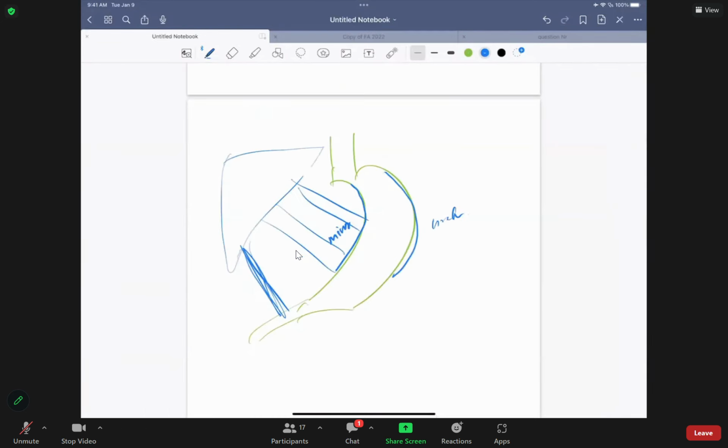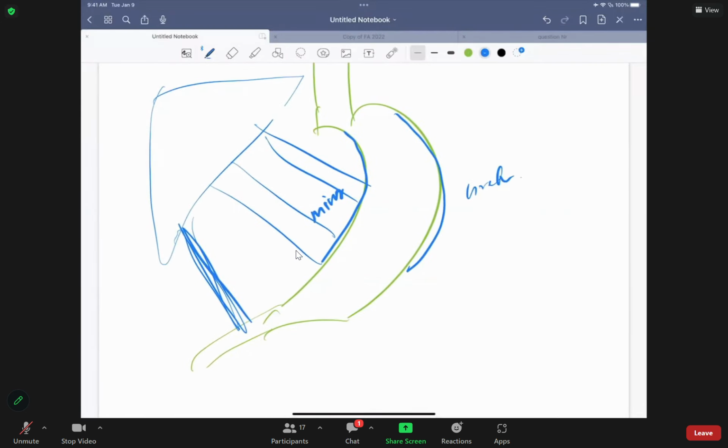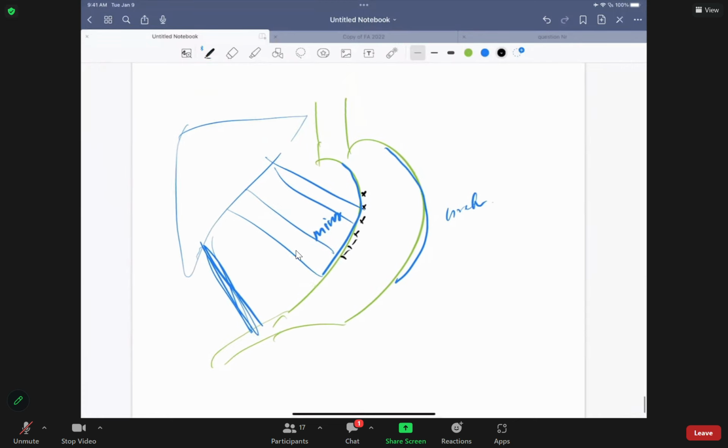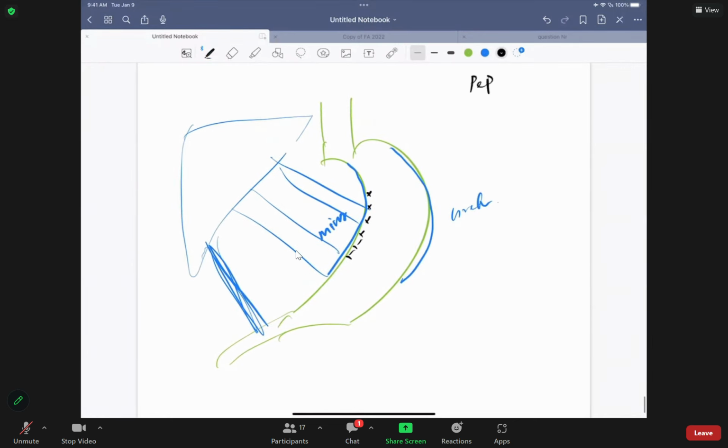Now, why do we need to know lesser curvature, folks? I'm just putting this X around the lesser curvature. When patients get gastric ulcer, lesser curvature is the most common area to be involved. Now, this is the big picture. Again, I'm talking about peptic ulcer here. Everybody knows what's peptic ulcer. Peptic ulcer has 2 types. One is called gastric ulcer, other one is called duodenal ulcer, isn't it, folks?